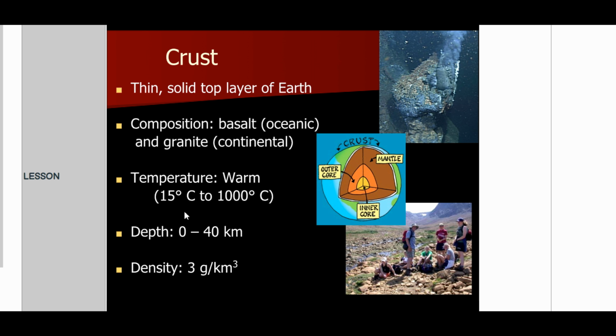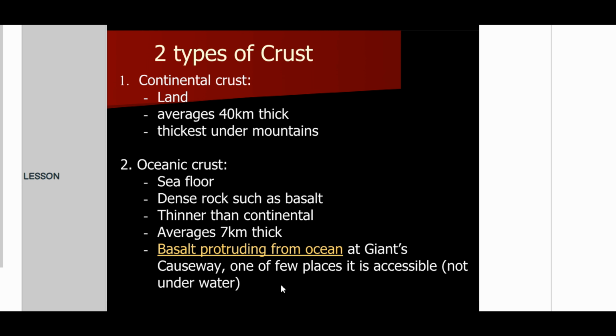So the depth of the crust is anywhere from 0 to 40 kilometers. The thinner crust is going to be under the ocean. The thicker crust is going to be under the mountains. Density of the crust averages out to be about 3 grams per kilometer cubed. So not very dense at all. We're going to take a look at each of these 2 types of crust next.